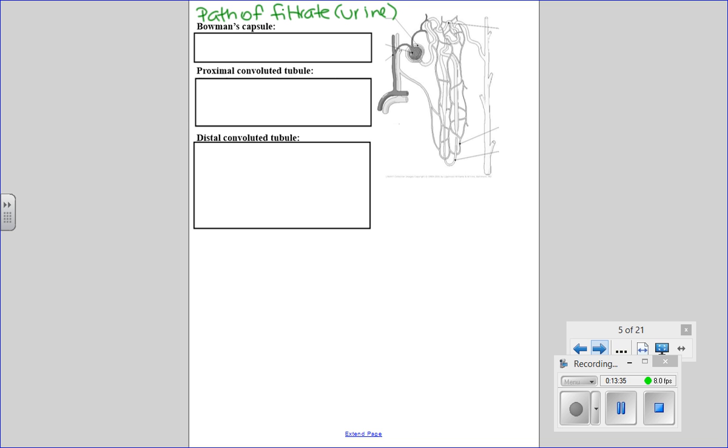I would ask this question, what's the path of urine, or what's the path of the filtrate? It would make an excellent numeric response question for me to give you some of these structures and ask you to put them in order. What happens at the beginning, what happens at the end. So these will be in order of where the filtrate is going, more or less.